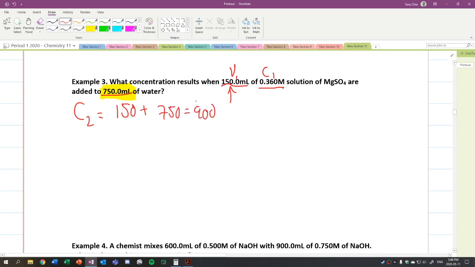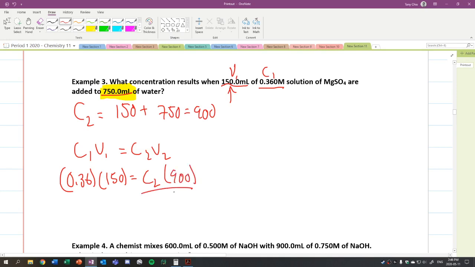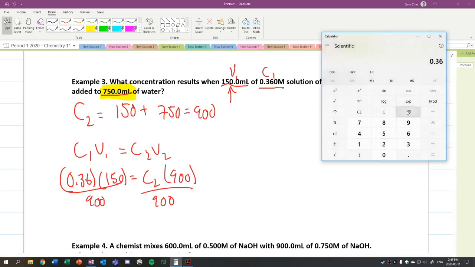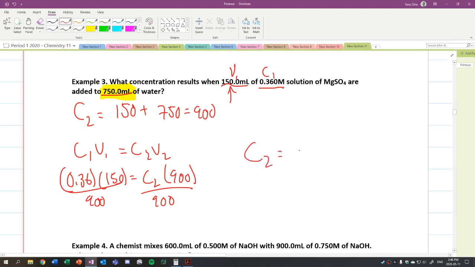That's actually 900. So again, C1V1 is equal to C2V2. Our C1 is 0.36. Our V1 is 150. Our C2 is unknown, but our V2 is 900. So divide both sides by 900. Put that in your calculator. So 0.36 times 150 divided by 900. Here you got 0.06. So your C2 is 0.0600 molarity. 3 sig figs.